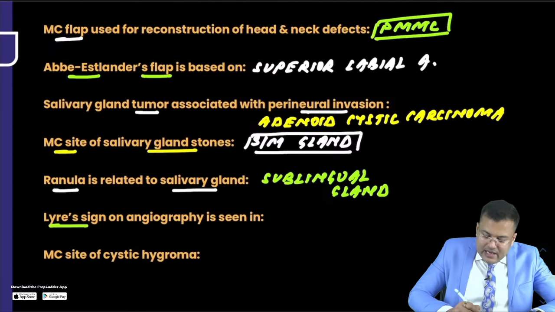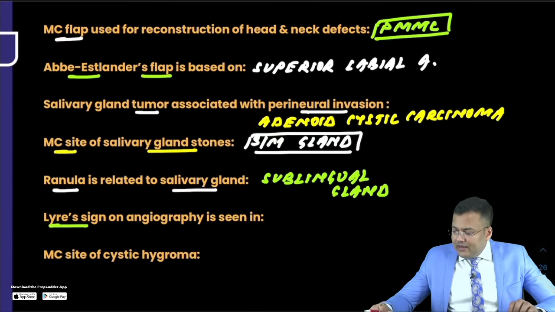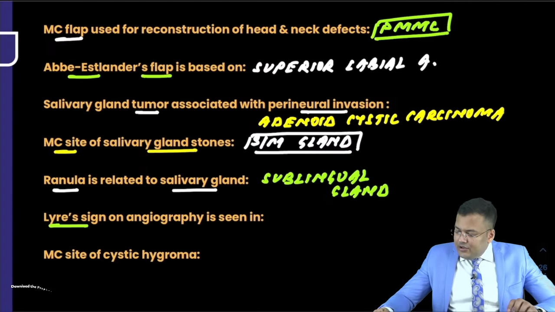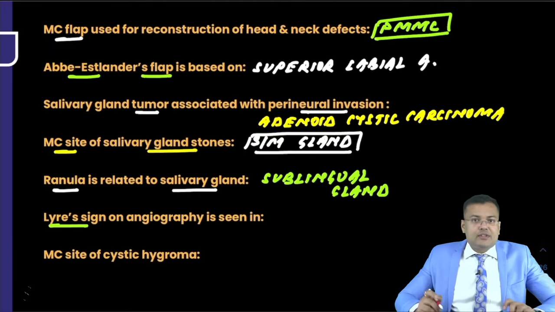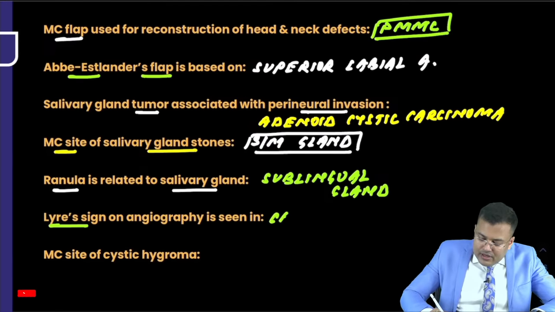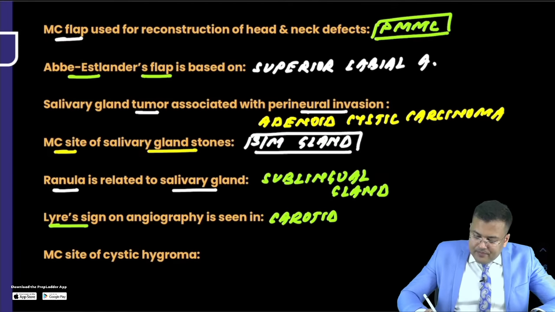Now, tell me, Lyer sign on angiography, it is seen in which tumor? Sarvesh Dubey, first person to reply, carotid body tumor, also known as chemodectoma. So, this is carotid body tumor or chemodectoma.